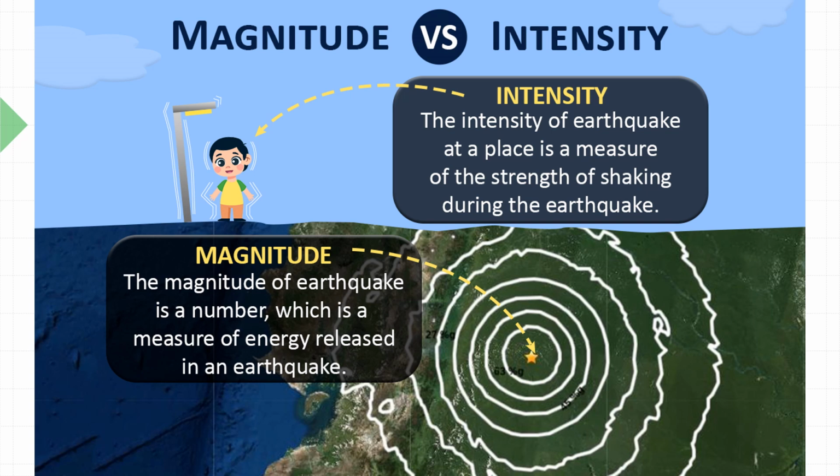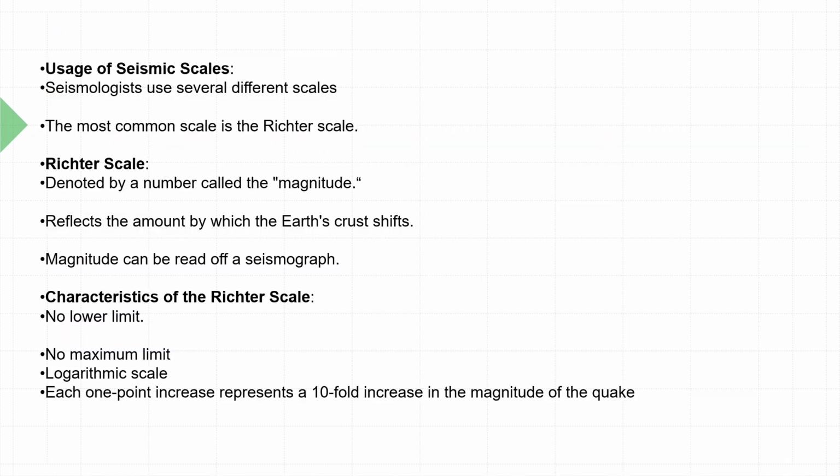Intensity, on the other hand, is the effect or impact of that energy on people, on infrastructure, people dying, buildings falling, people inside the debris, all these things. So this shows the effect of the earthquake.